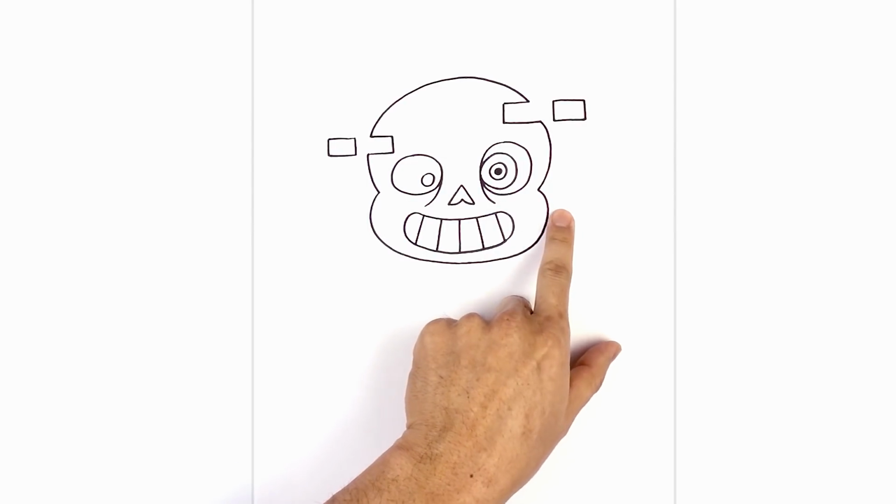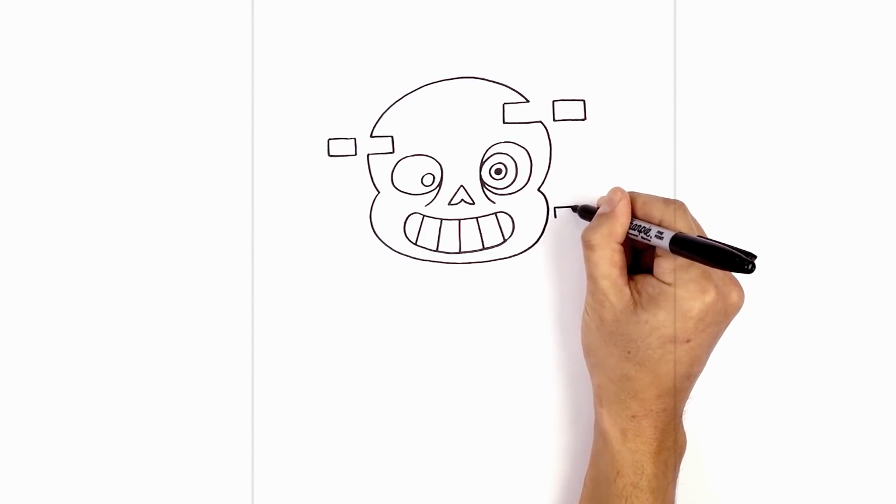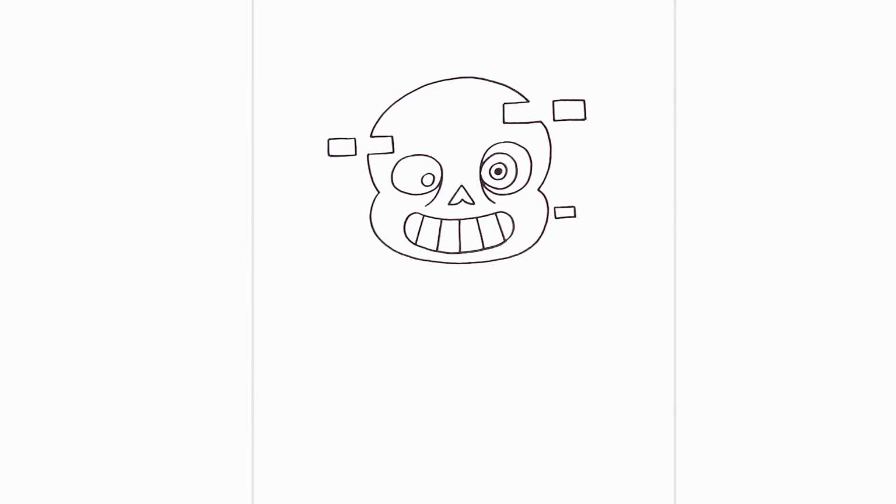I want to add a smaller rectangle just beside the right cheek here. Start with a straight line coming down, go across, and then close it off.